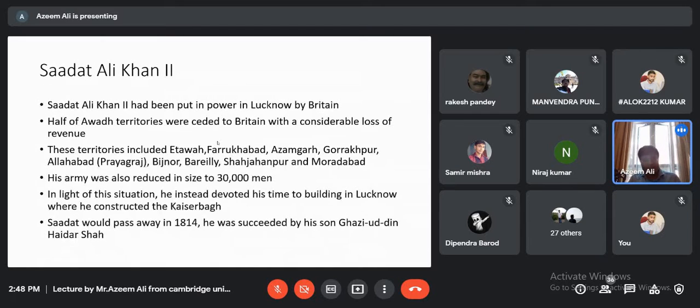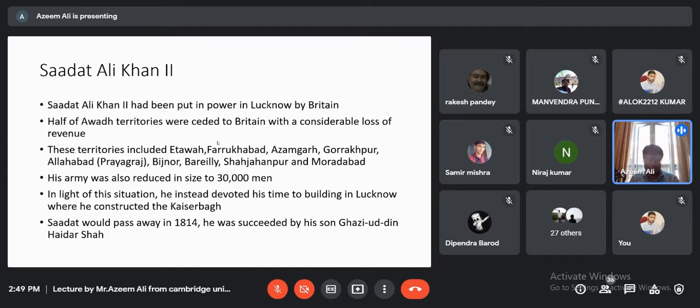Sadat Ali Khan II had been put in power in Lucknow by Britain, and half of Awadh's territories had to be ceded to Britain with a considerable loss of revenue. These territories include Etawah, Farrukhabad, Azamgarh, Gorakhpur, Allahabad, also known as Prayagraj, Bareilly, Shahjahanpur, and Muradabad. His army was also reduced to the size of 30,000 men. In light of the situation, things would look pretty hopeless for him.